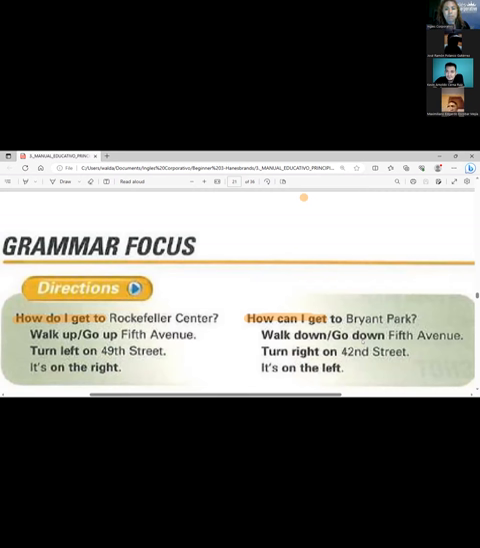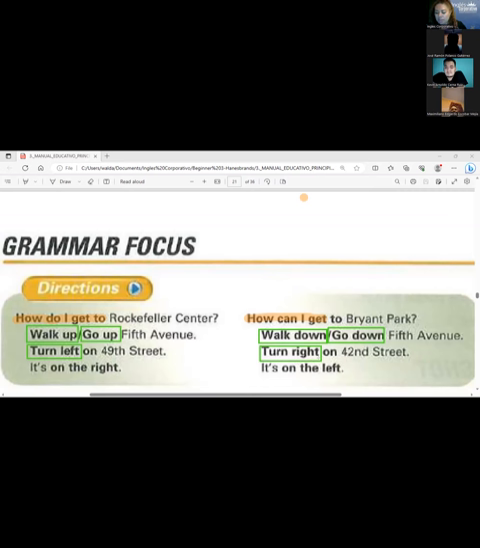Is that pretty clear for everybody? Okay. So we can walk up or we can go up. And the opposite is walk down or go down. Now, we can also turn, right? So turn means to change directions. So we can turn left on 49th Street, or the opposite is turn right, which is this way, okay?